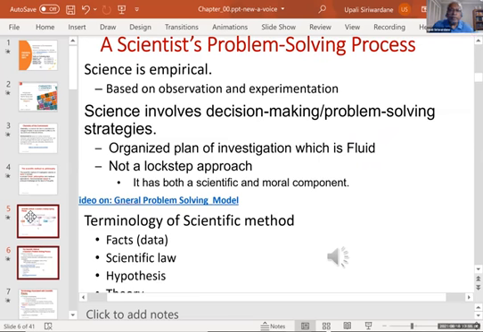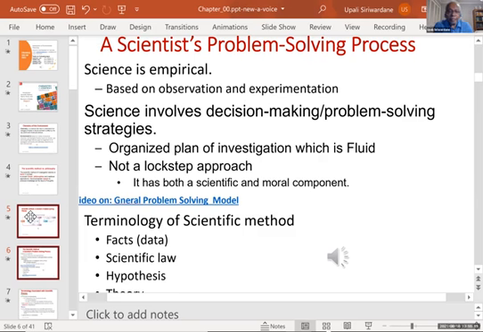Like I said before, science is empirical. It's based on fact, numbers. They're not imaginations. So on reason, like philosophers do. It involves decision making, problem solving strategies. So when you troubleshoot, it basically involves looking at the problem and doing the experiment, figuring out your problem and coming up with a solution.